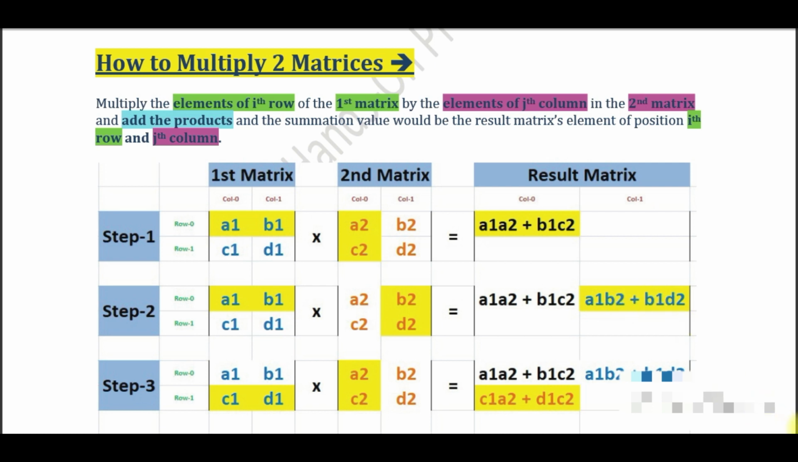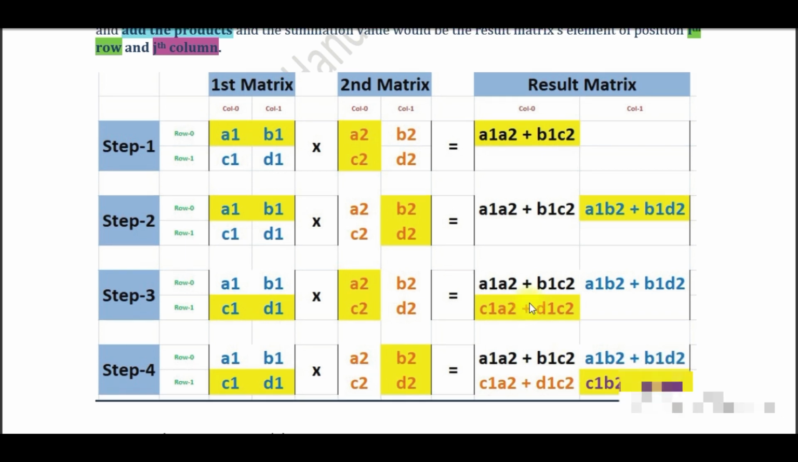Similarly in step 3 we will calculate the value for these positions. What are these positions? Row 1 and column 0 combination, so 1 and 0. Actually this is the position in the result matrix, right? Because this is row 1 and this is column 0. So this is 1 0. And how can we do that? Here c1 a2, then plus d1 c2. This is my third step.